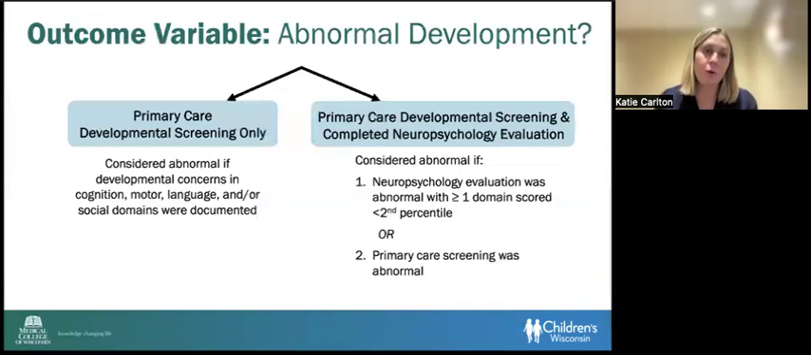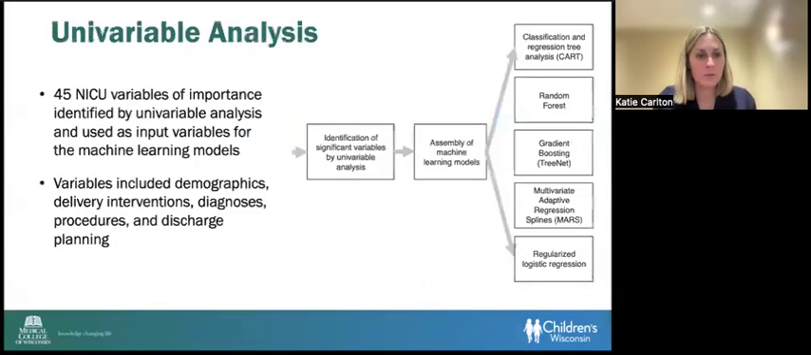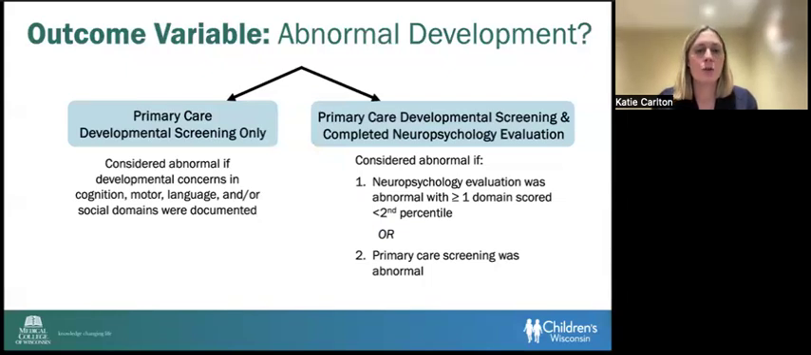And our outcome variable was any abnormal development identified, either on their primary care developmental screening or in their completed neuropsychology evaluation. If they had primary care developmental screening only, we considered the patient to have abnormal development if there were any concerns in the cognitive, motor, language, or social domains documented. And then the neuropsychology evaluation was considered abnormal if one or more domains scored less than the second percentile, or the patient's primary care developmental screen was abnormal.